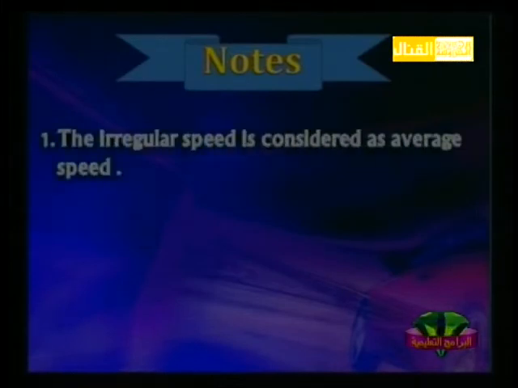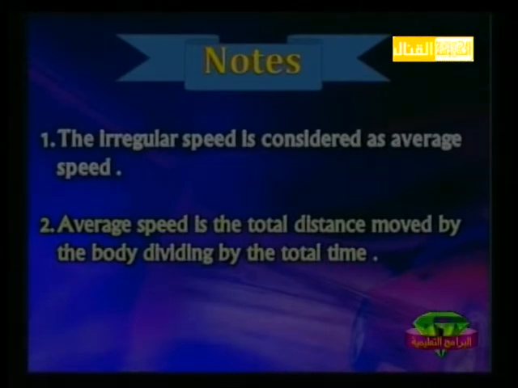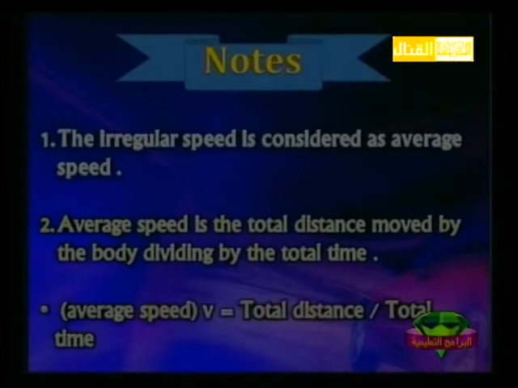Look, regular speed is considered average speed. Regular, irregular, average. This means average speed. It means what? Go and back, go and back. It means total distance moved by the body divided by the total time. Where is the law? The law is here. Average speed equals total distance over total time.